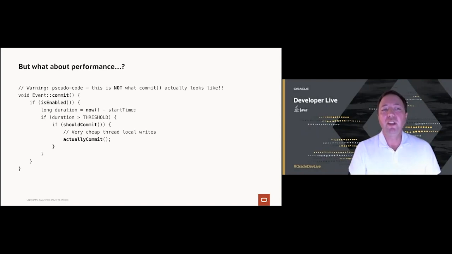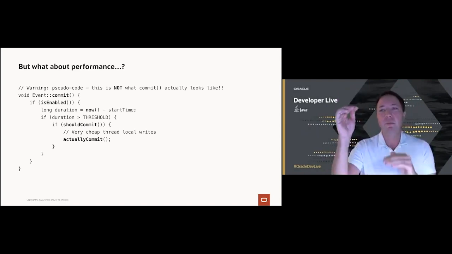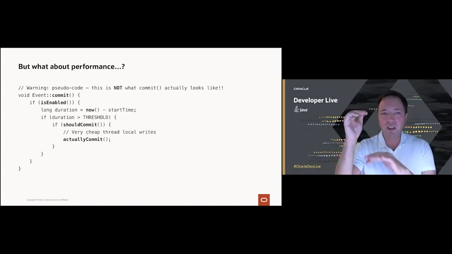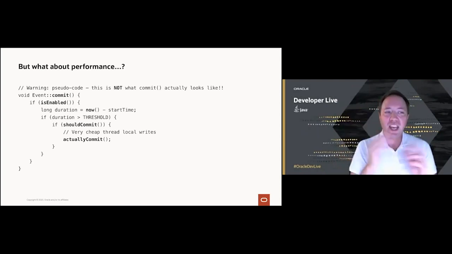If it is enabled, we go to the next level and we do filtering based on duration. So we look at the timestamps, the start timestamp and the current timestamp, if we didn't already capture it with end. We calculate the duration, and only if the duration is longer than some threshold do we go to the next phase and potentially commit it. There are some final checks that are being performed, but in the very end we call that actual commit method down there. And that is what actually puts this event data into the event stream in the background.